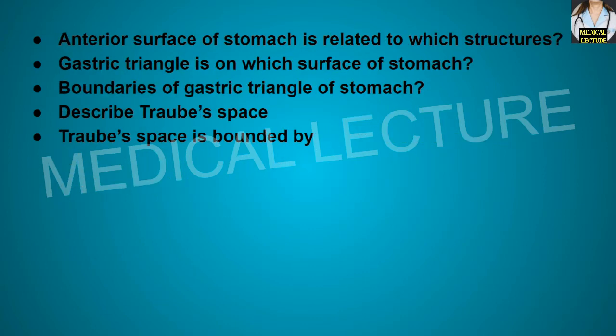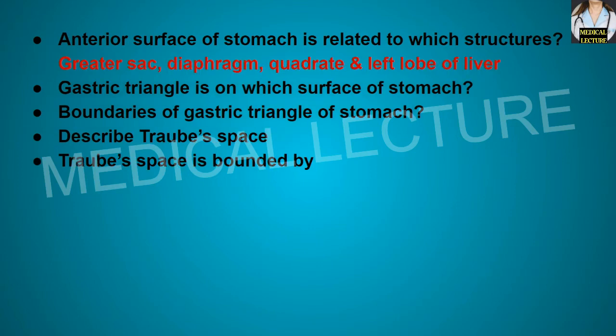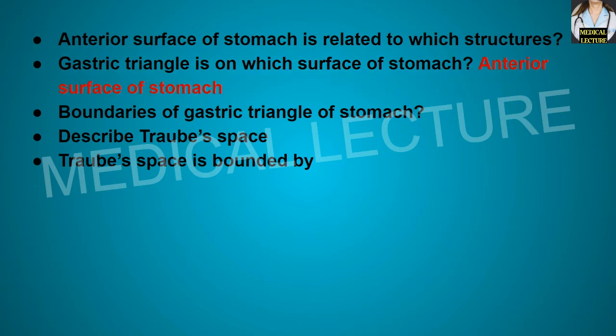Anterior surface of the stomach is related to which structures? So anterior surface of the stomach is related to greater sac, diaphragm, quadrate and the left lobe of the liver. Gastric triangle is on which surface of the stomach? So it is on the anterior surface of the stomach.